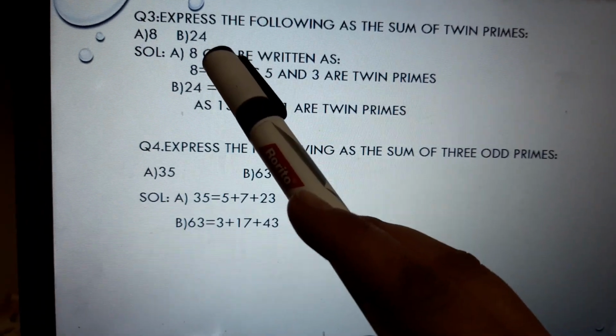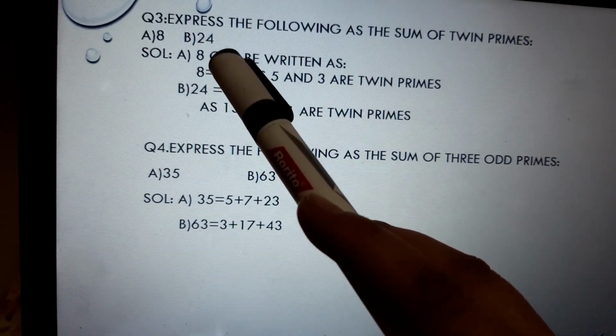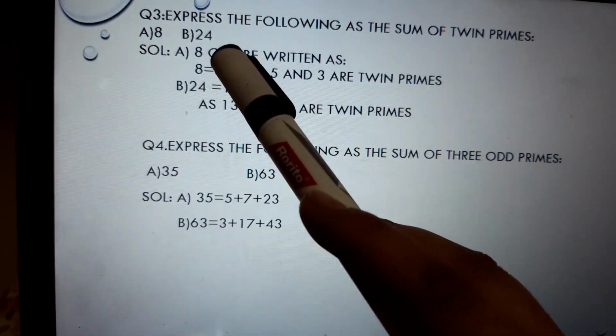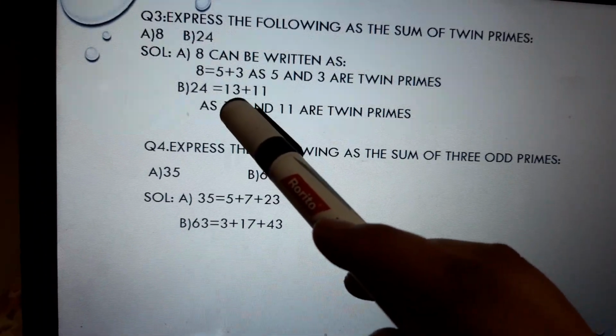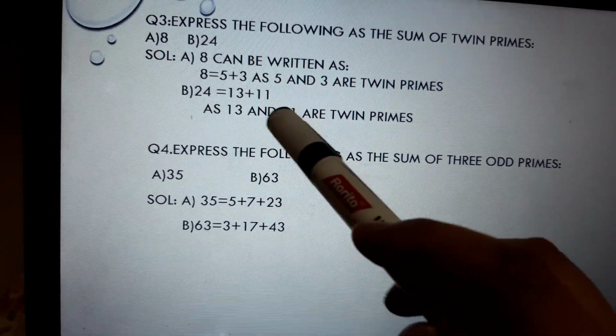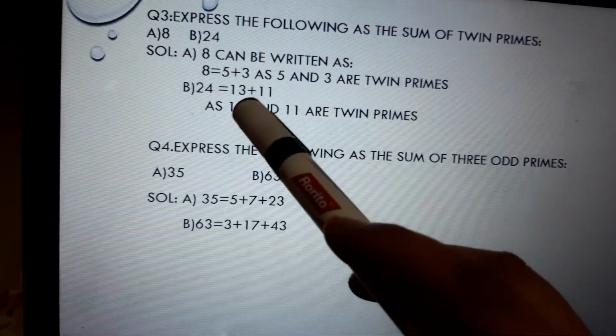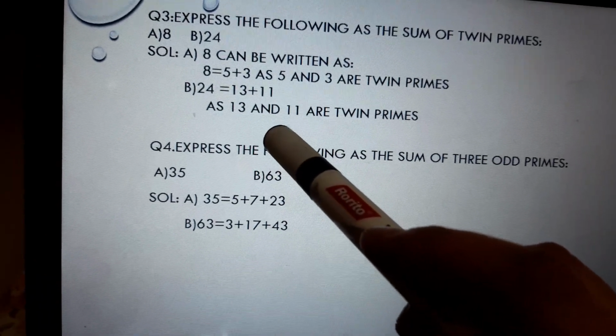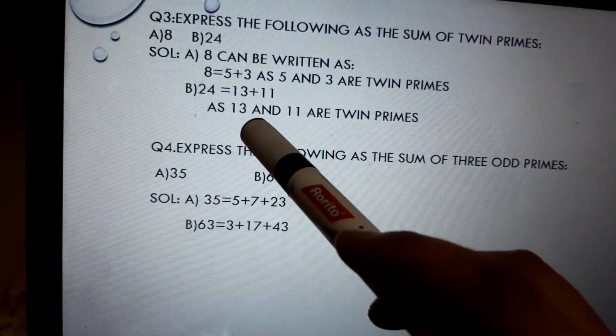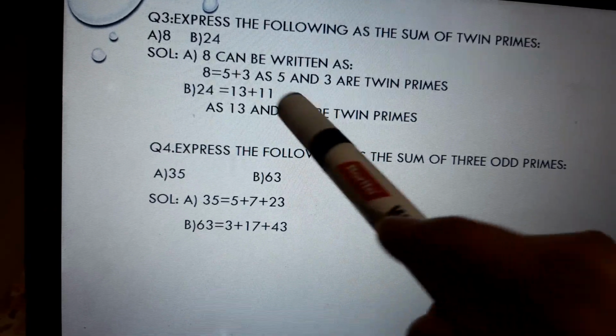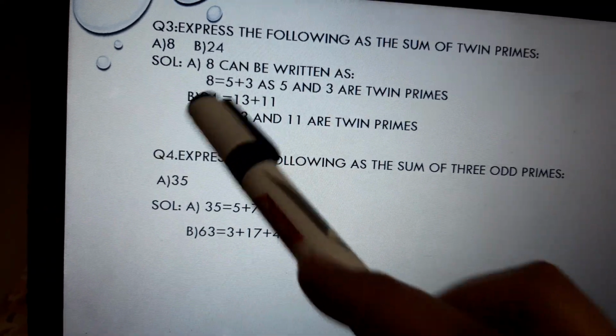24. Now again I have to find two prime numbers whose difference is 2 and whose sum is 24. 13 and 11. 13 plus 11 is 24. Now their difference, 13 minus 11, is 2. It means they are prime numbers, in fact they are twin prime numbers, and their sum is 24.